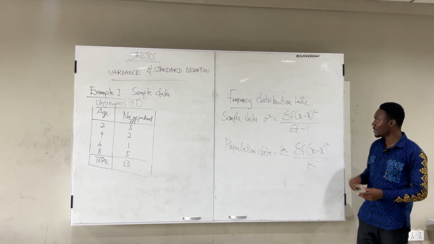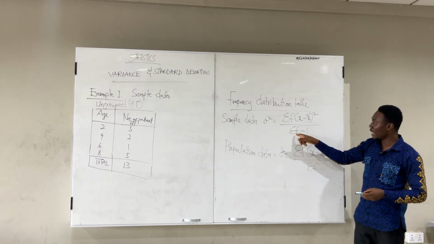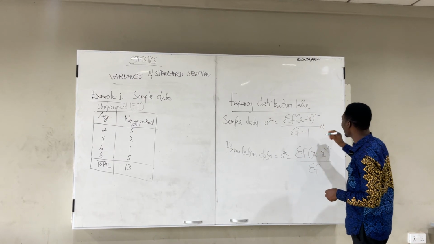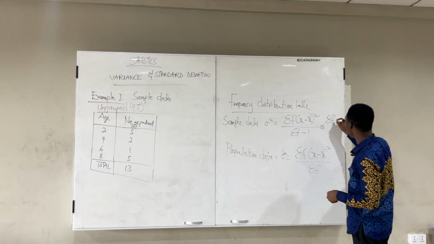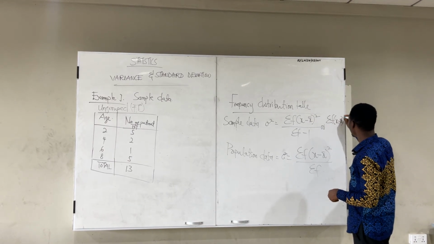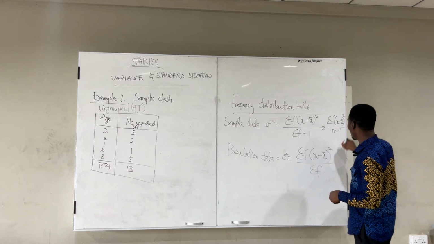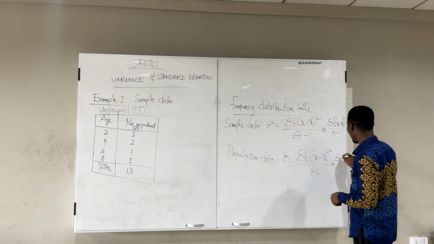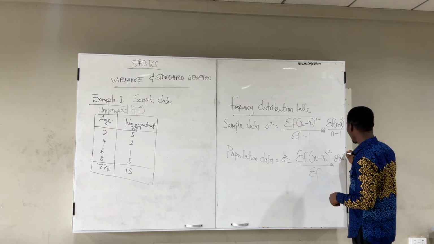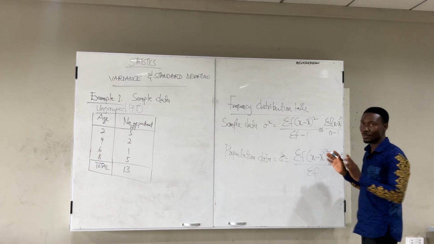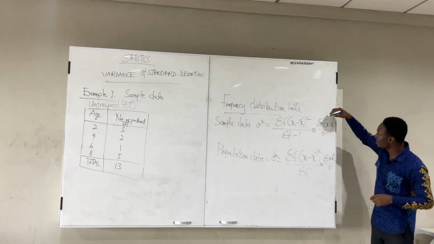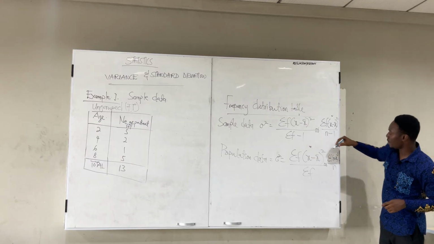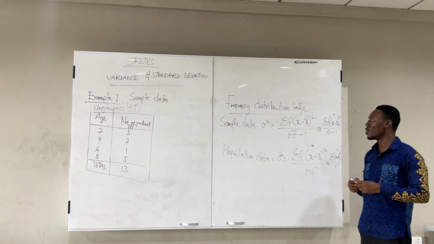So check the difference. You see here for the sample data, the sum of f is the same as n. So there are times that in some books they will write sum of f into bracket x minus the mean squared, all over n minus 1. It's also correct. And there are some books where you see sum of f into bracket x minus the mean squared, all over n. That is also correct. So whichever of these you use, they are all correct.